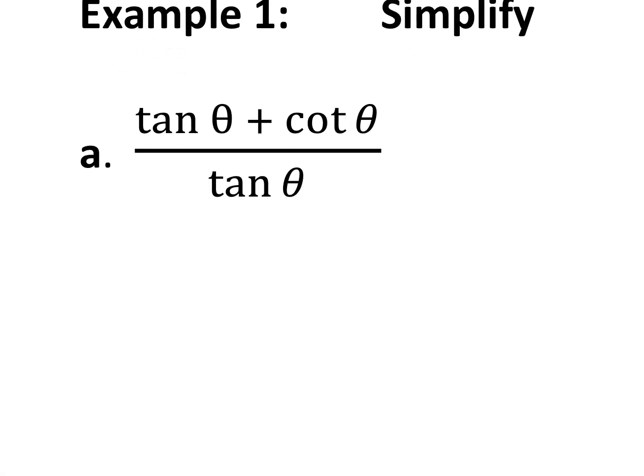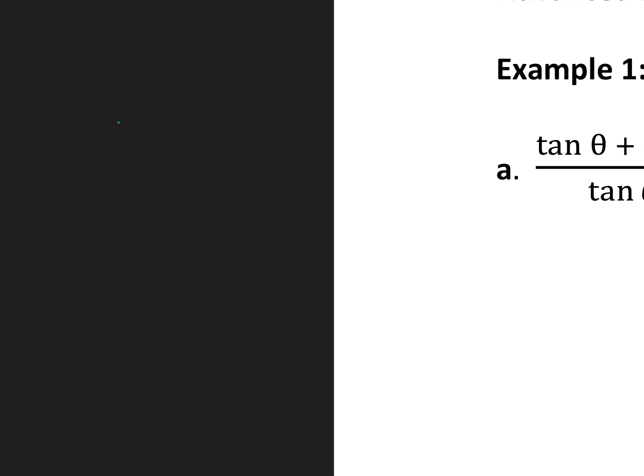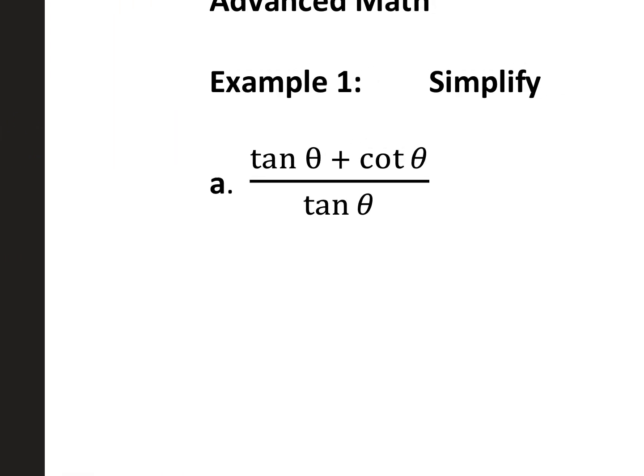What can I do for A? Can I cancel out the tangents? No. You can only cancel it out if I was multiplying. This is like saying x plus 1 over x. I can't just cancel out the x's. It doesn't work that way. If I had a 3x over x, then I could cancel out the x's. If I was multiplying the two terms on top, you could cancel. But since I'm adding them, you can't just cancel out the tangents.